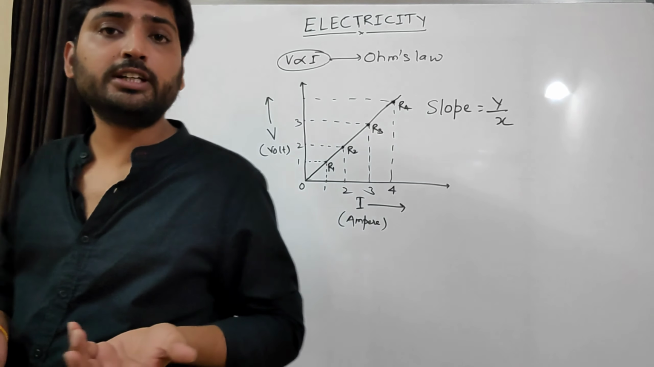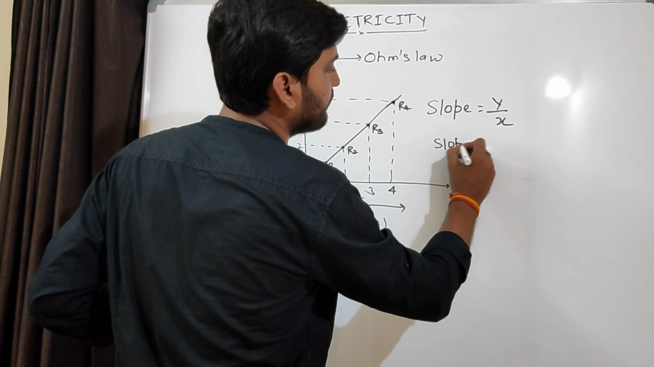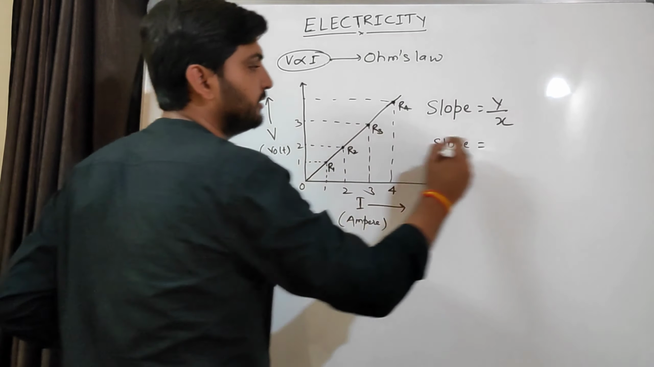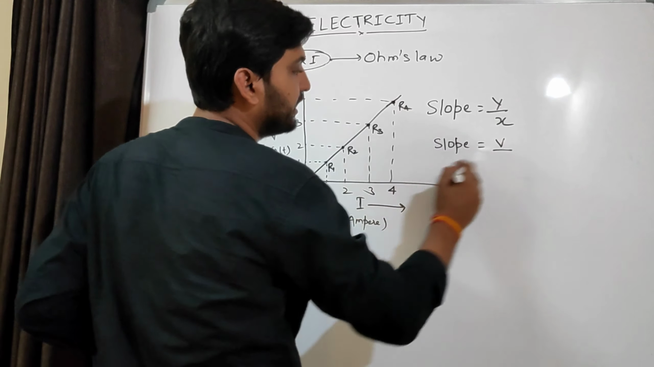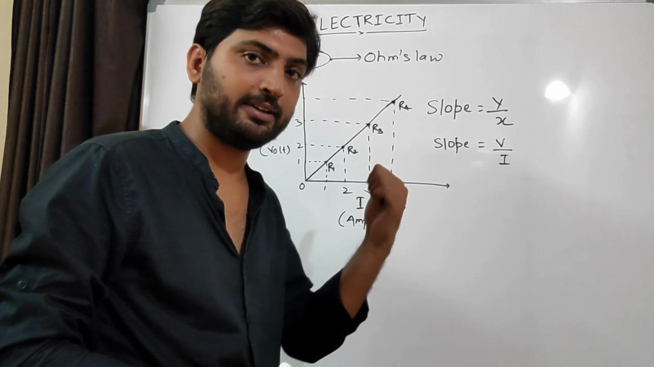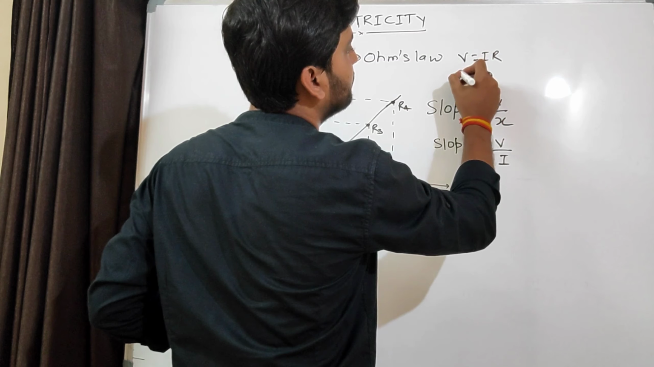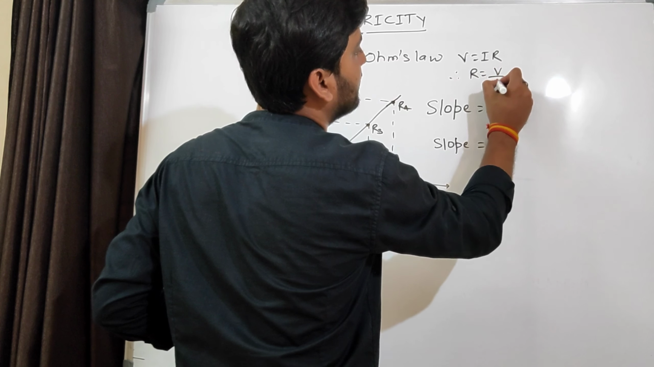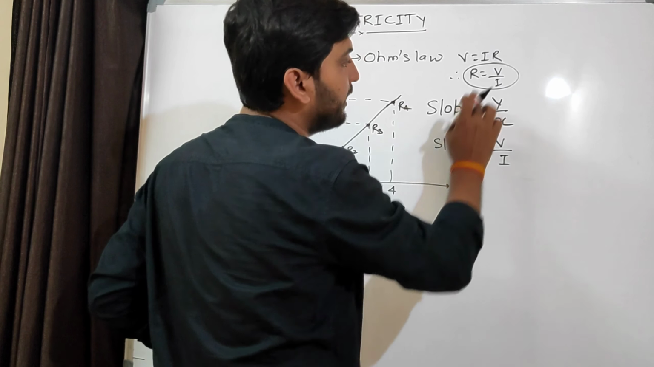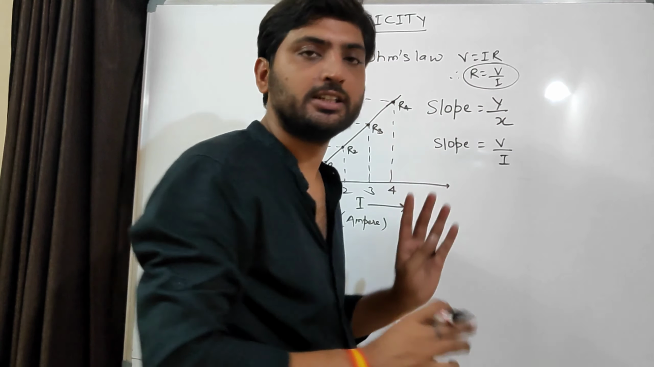And how do we calculate slope? Slope is nothing, y by x. So see here, slope will be y. What is y? In the y axis, V, potential difference. In the x axis, I. And now from Ohm's law we know V by I is nothing but resistance. I have explained to you, what does Ohm's law say? V is equal to IR. Therefore R is equal to V by I. So slope is V by I, and V by I is equal to R. Comparing these two equations, it means slope is nothing but resistance.